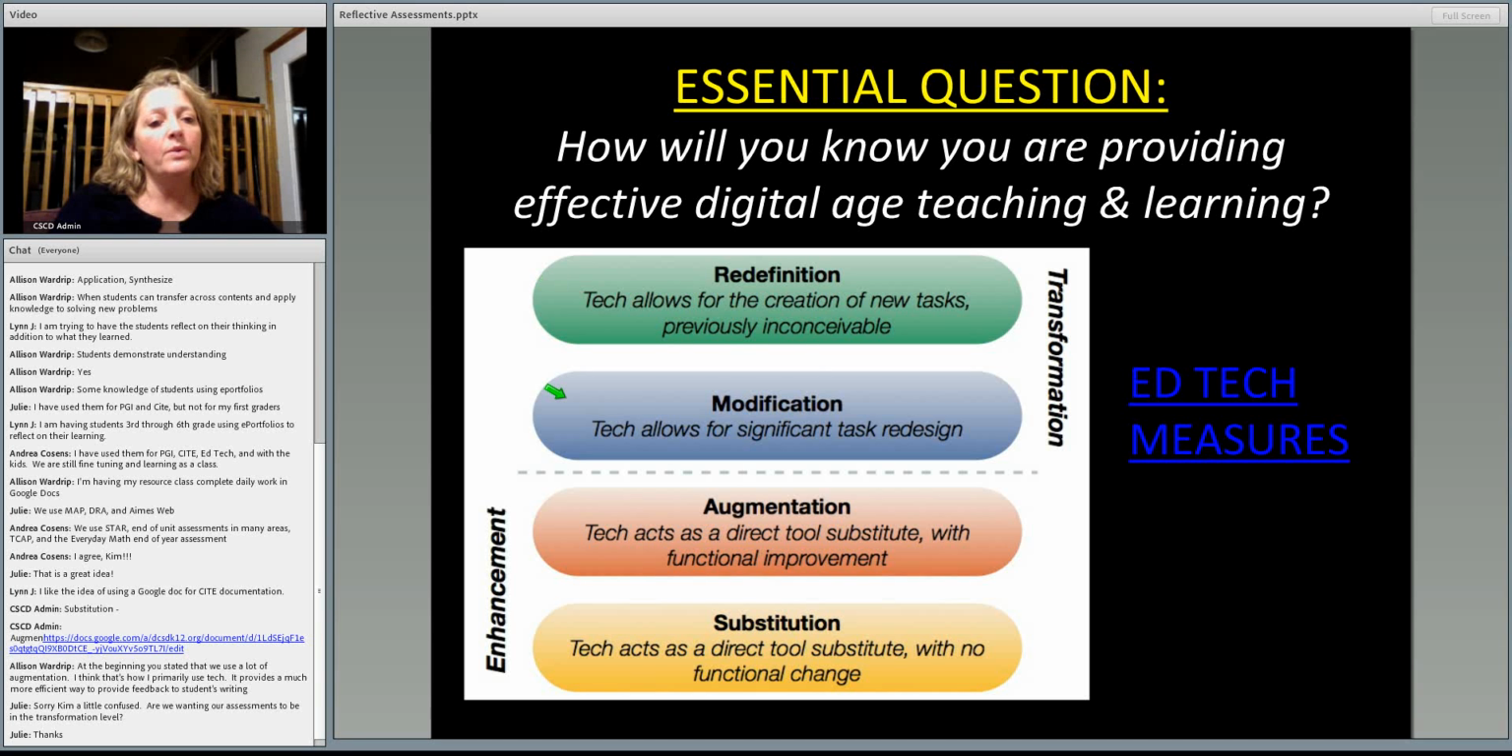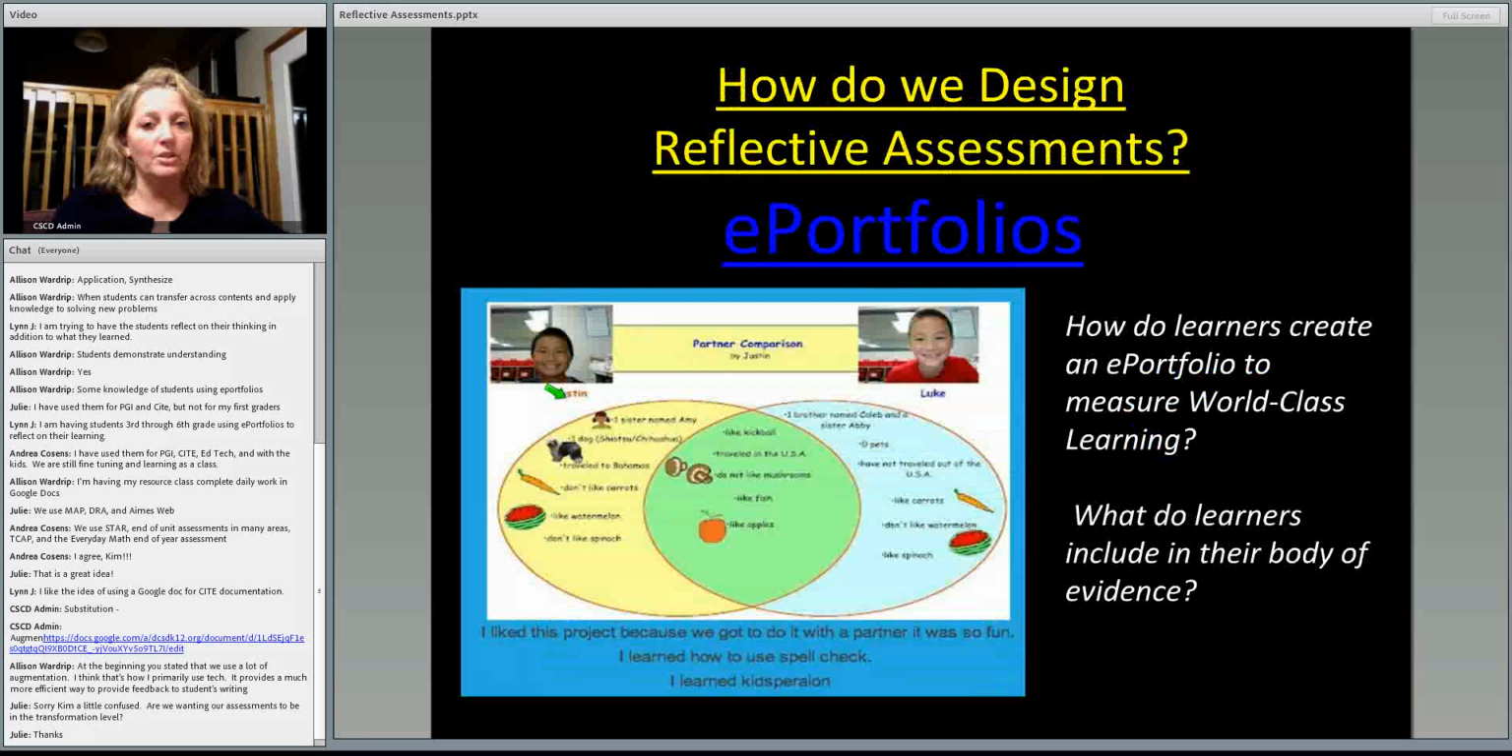So then we want to think about, is there any little tweak, and let's help each other, that can modify the task so that the tech is going to allow for a significant task redesign? So something we would have given, and now is it going to be redesigned so we can get even more out of it? And more importantly, can it impact the type of learning that our students could do?